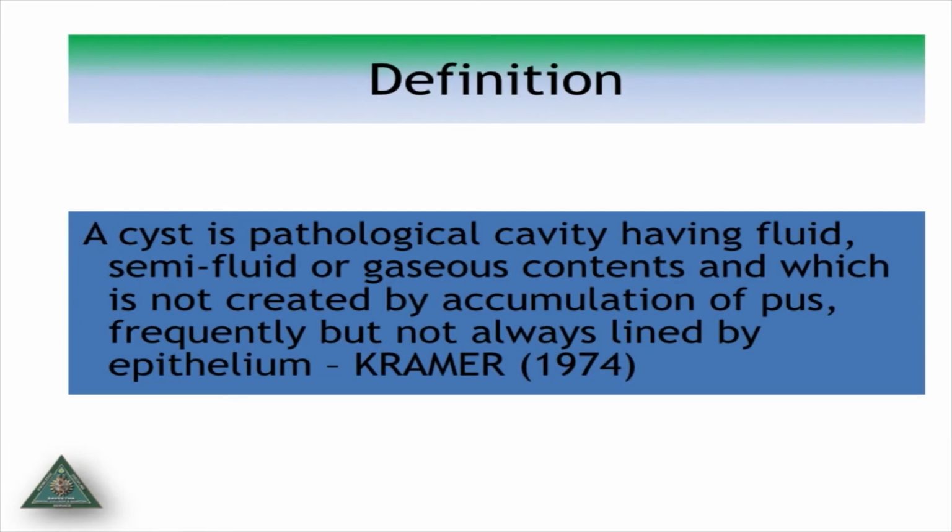Grimmer defines a cyst as a pathological cavity having fluid, semi-fluid, or gaseous content, which is not created by accumulation of pus, and is mostly lined by epithelium but not always.